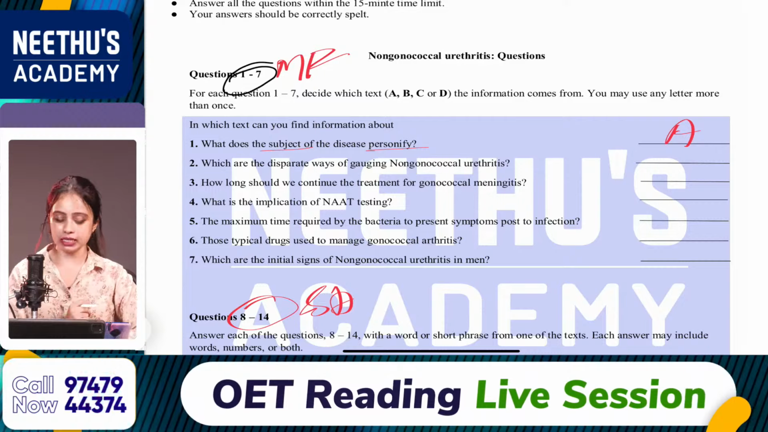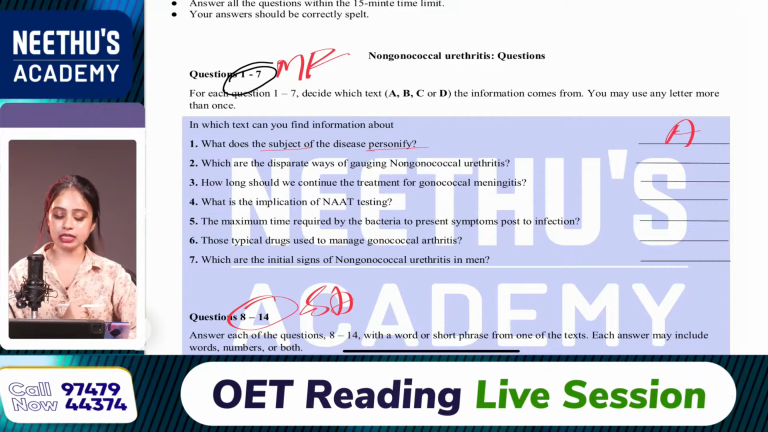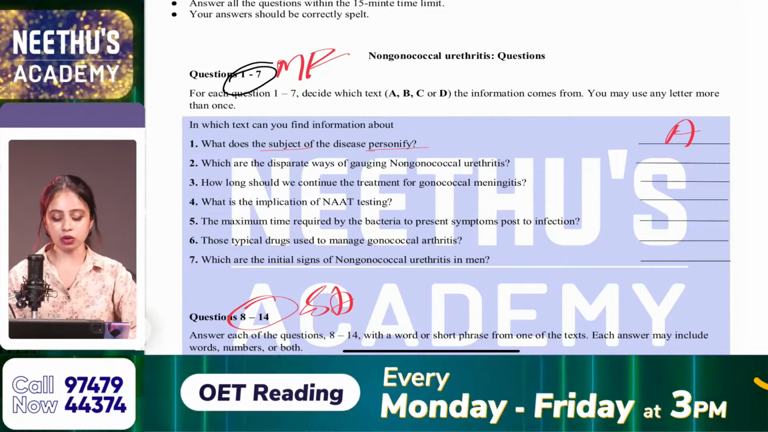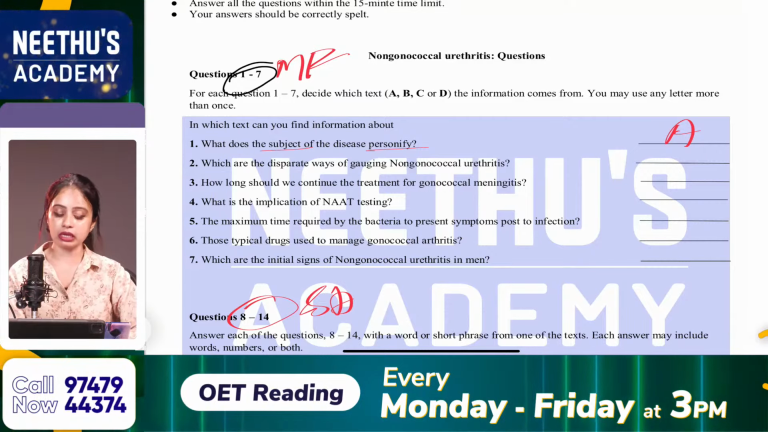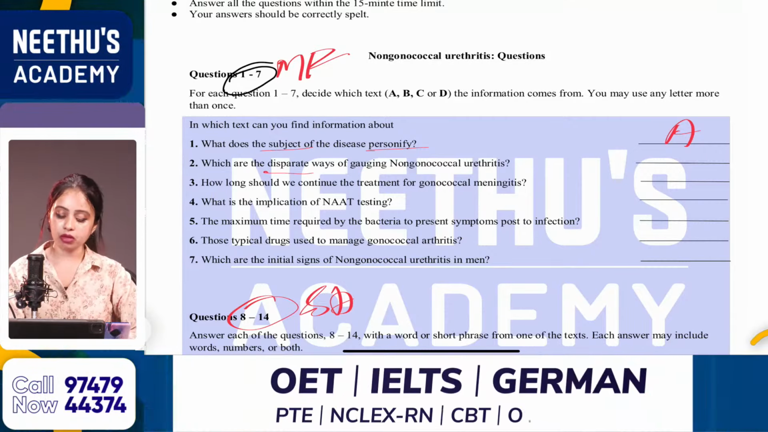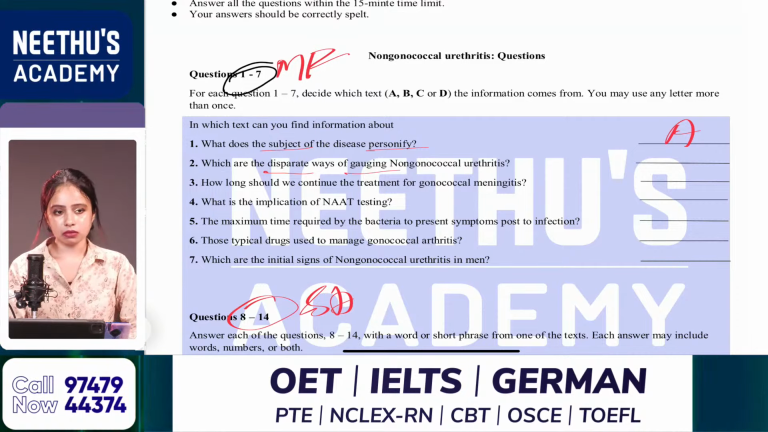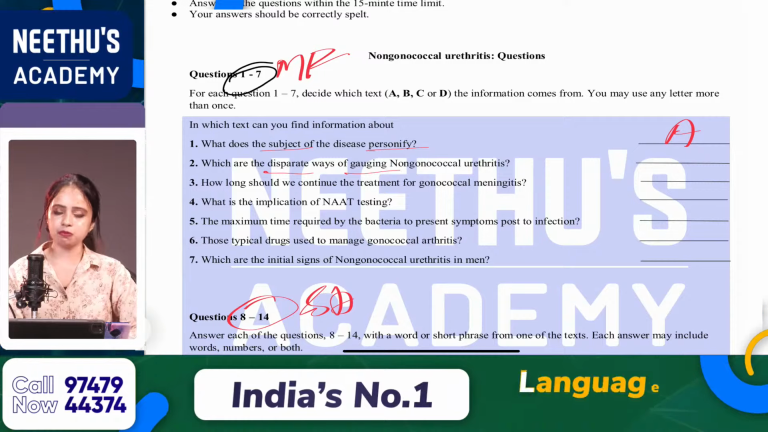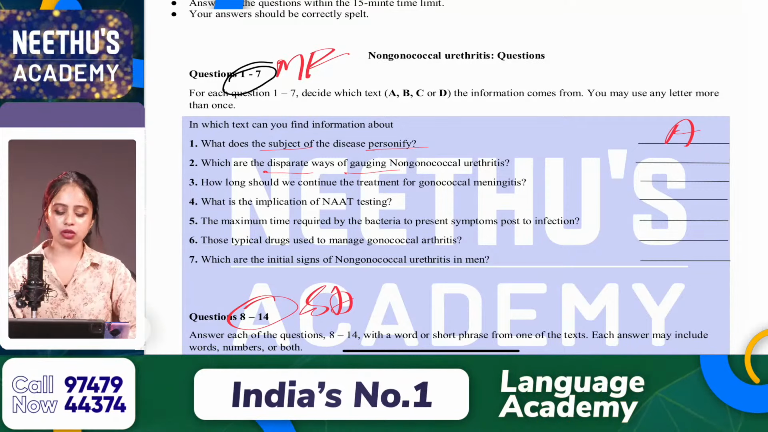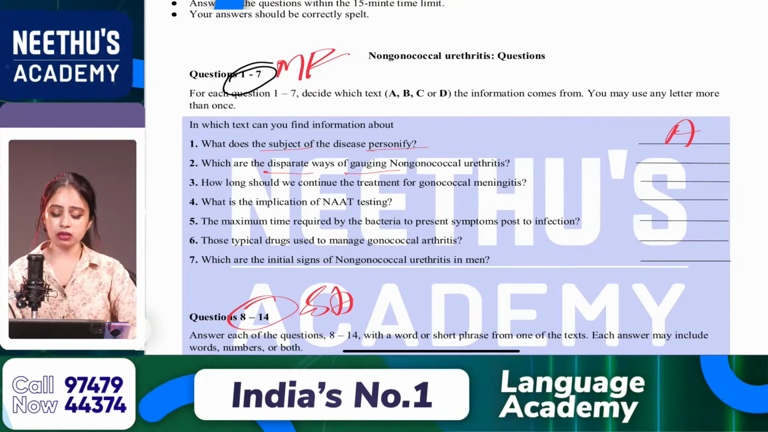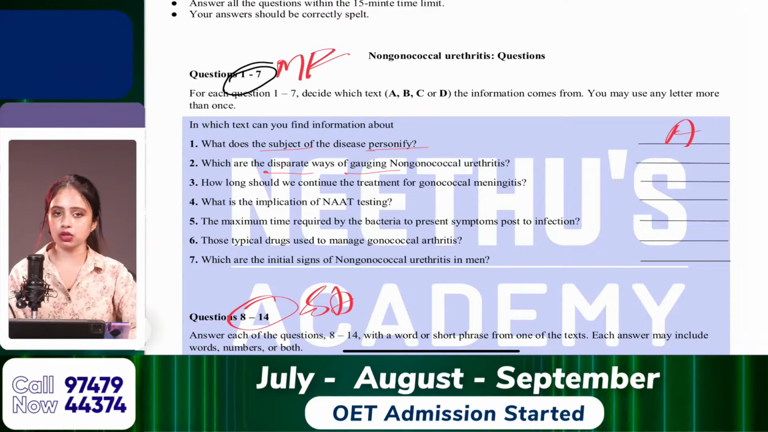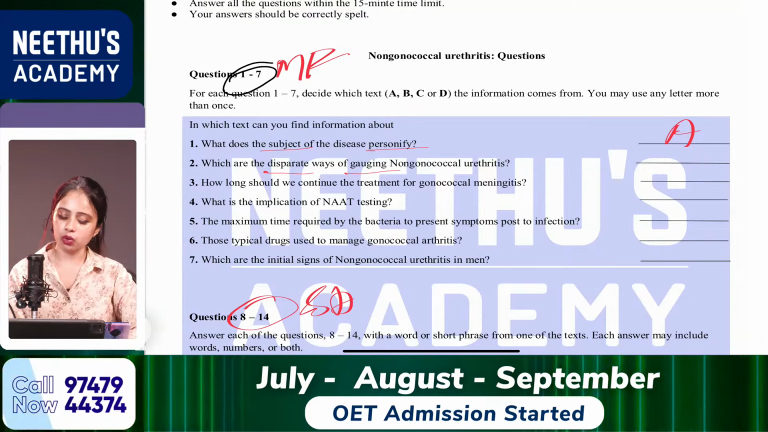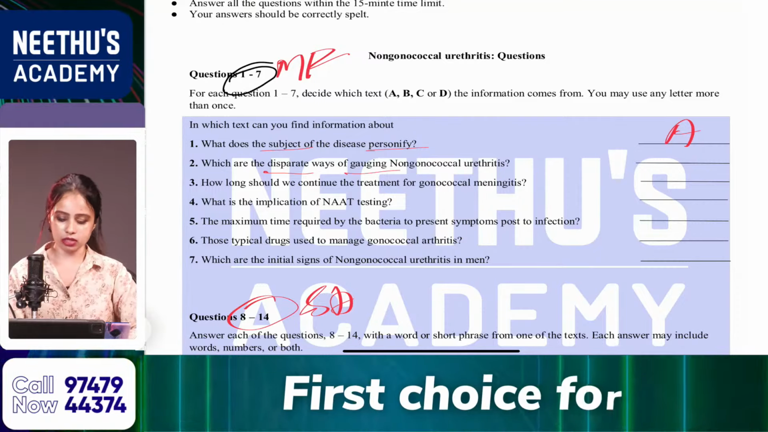So that is from text A. Second question: which are the disparate ways of gauging non-gonococcal urethritis? My keywords are disparate and gauging, which means measuring, identifying. Disparate means different. So different ways of evaluating, analysis, that is gauging, I can say. Gauging non-gonococcal urethritis. Any idea?